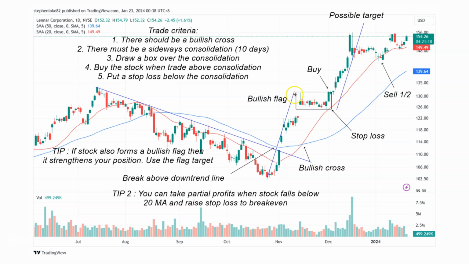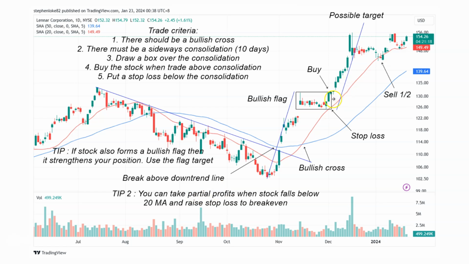And the consolidation here, the box, we buy the breakout, put the stop loss, and well, you can sell the stock as it nears a possible target. And if you don't know, you can just sell half of the stock as it drops below the 20 MA here. So tip number 1 is, if a stock forms a bullish flag, then it strengthens our position. We can use the flag as a target. And tip number 2 is, you can take partial profits when stocks fall below the 20 MA. And here's a bonus, you can raise your stop loss to break even.